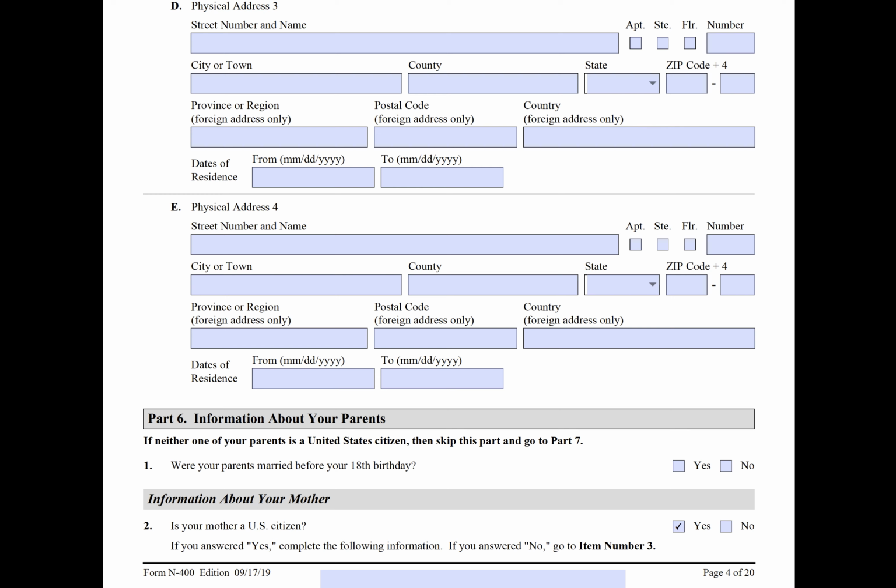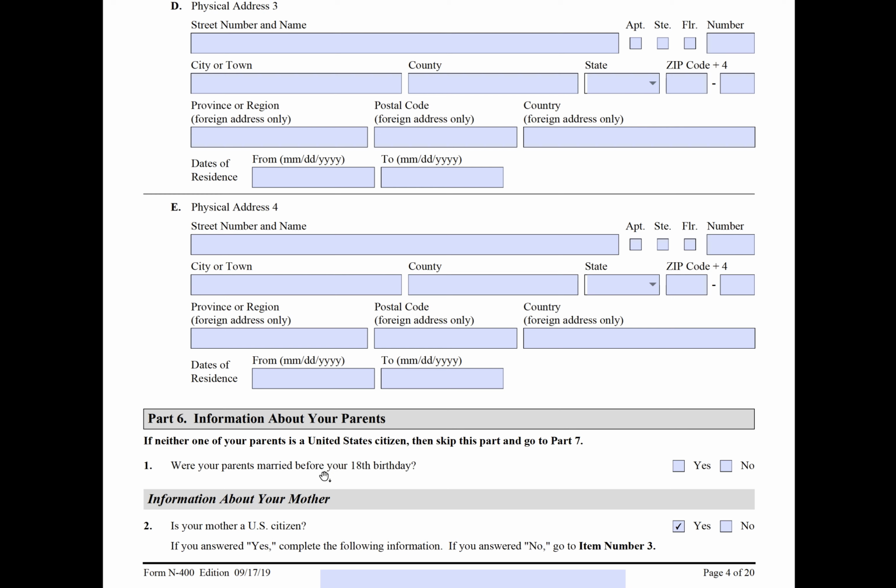And the reason for that is because they're trying to figure out, are you already a U.S. citizen as a result of derivative citizenship? Because a lot of people have had a green card for a long time, and they're thinking that they're not a citizen, but their parent ends up becoming a citizen before their 18th birthday, which means that they could have received derivative citizenship. And so this is where they're trying to figure out whether you're already a citizen or not. So answer this section if at least one of your parents is a United States citizen.